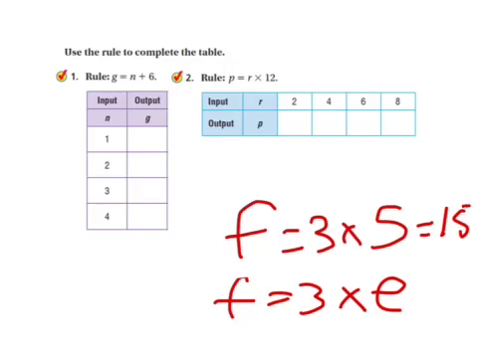Now that's from the first problem of 10.1 in the book. That's just an example of what the purpose of this is, of looking at equations and calculating the output of the equation. Our input in this case was 5 eggs. Our output was 15 flans.